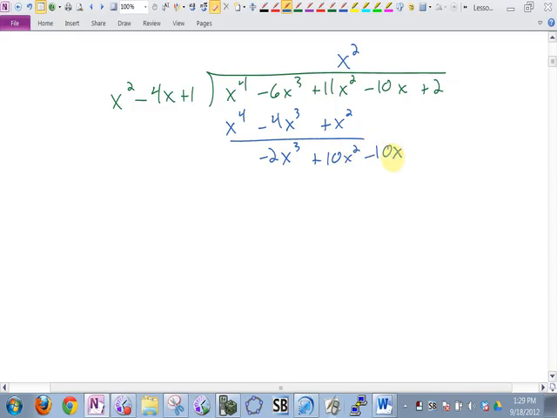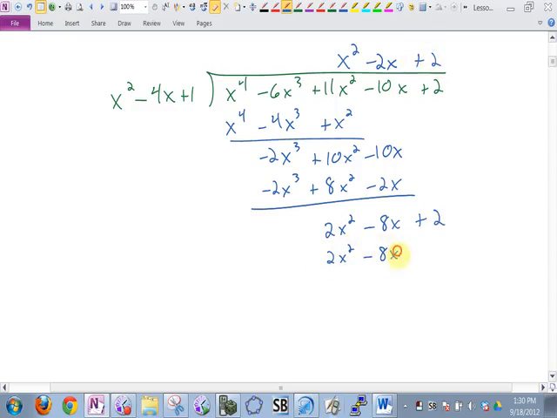What do you multiply x squared by to get negative 2x cubed? Negative 2x, so that gives me negative 2x cubed plus 8x squared minus 2x. We subtract down again, that's 2x squared minus 8x plus 2. What do you multiply x squared by to get 2x squared? 2. So we have 2x squared minus 8x plus 2. When we subtract, what do we get? 0. Boom! Did it.